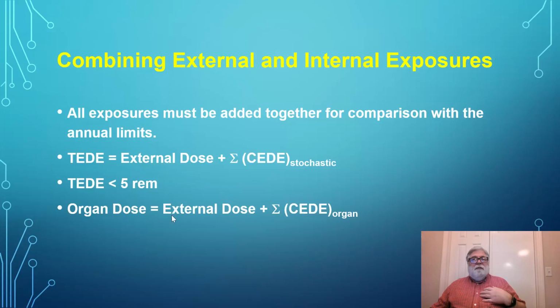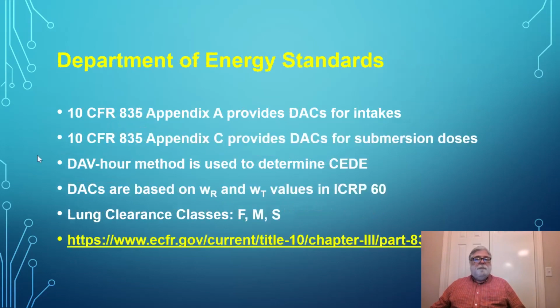The individual organs are also receiving the external exposure, just like the whole body receives it. So we have the dose due to the internal activity. We also have to add our external dose. That's also contributing to the total dose for the organ. So that has to be compared to the annual limit of 50 rem.